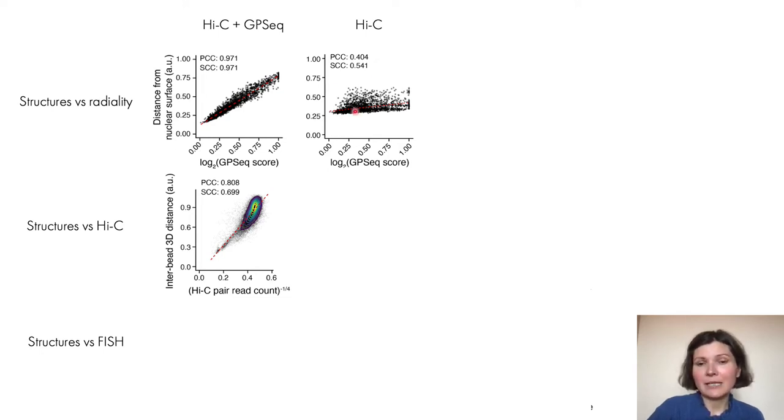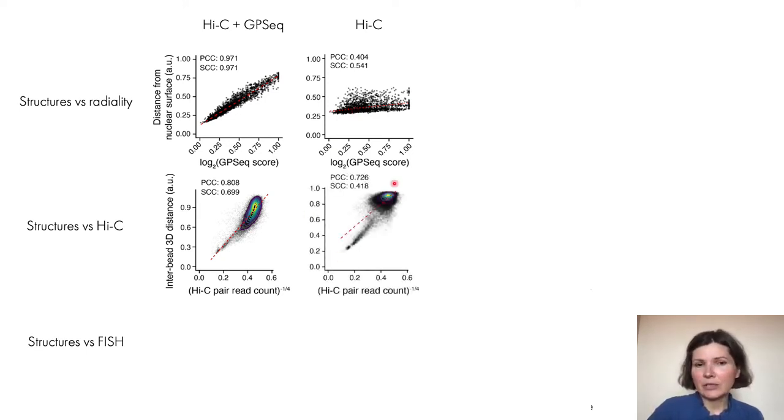But when we generate such structures using Hi-C only, they actually do not correlate very well with our radiality method. So we believe that Hi-C might not be enough to position contacts properly in the space of the nucleus. And even when we look at correlation with the Hi-C data, the original input data, the correlation looks worse than when we also use GPSeq to generate these structures.